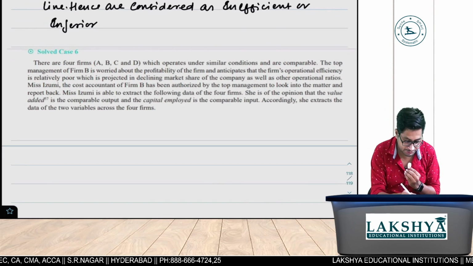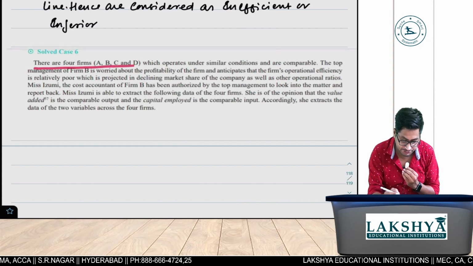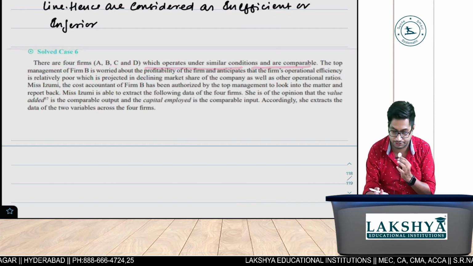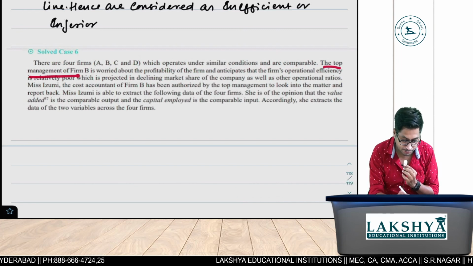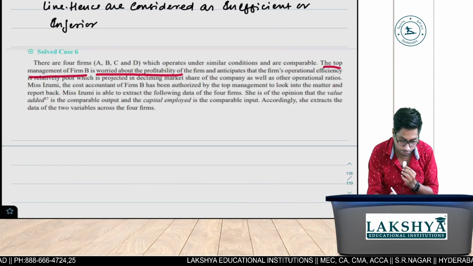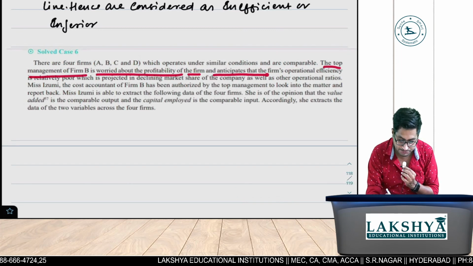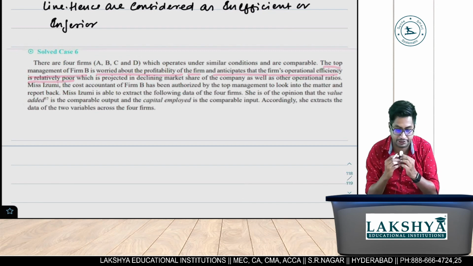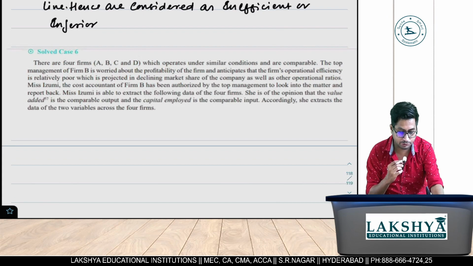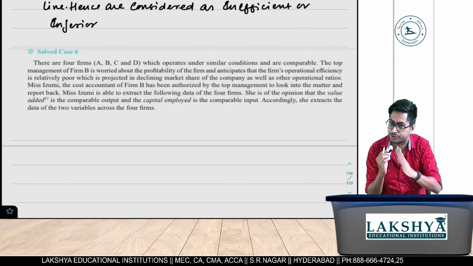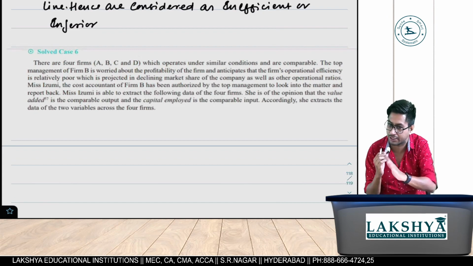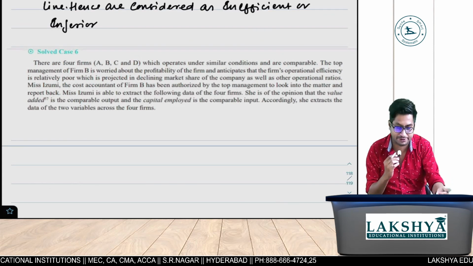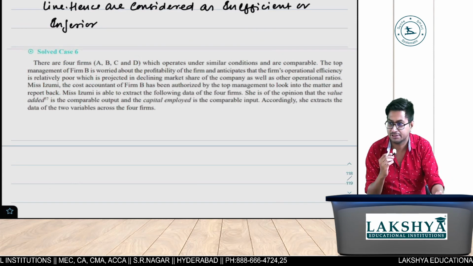Question number 6. There are 4 firms A, B, C and D which operate under similar conditions and are comparable. The top management of firm B is worried about the profitability of the firm and anticipates that the firm's operational efficiency is relatively poor. Relatively poor, should I calculate only efficiency or should I also calculate relative efficiency? So we should not only calculate the efficiency, we should also calculate relative efficiency.